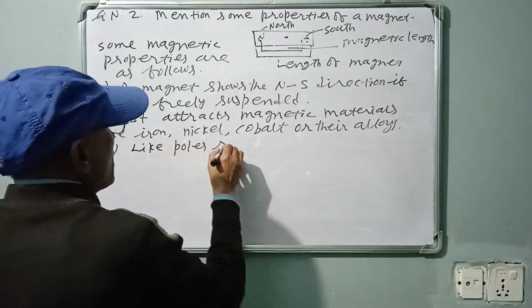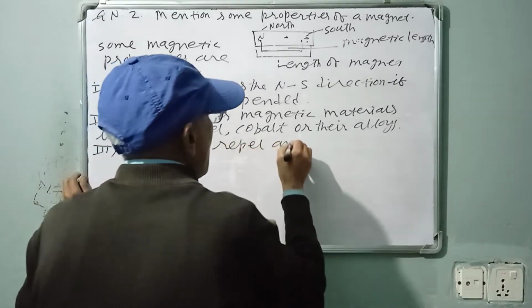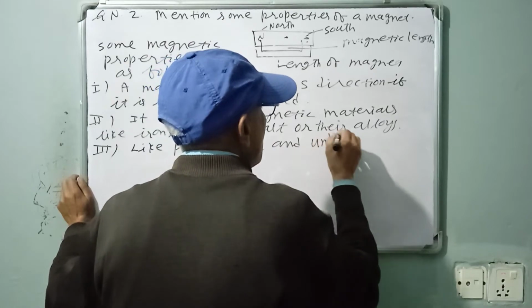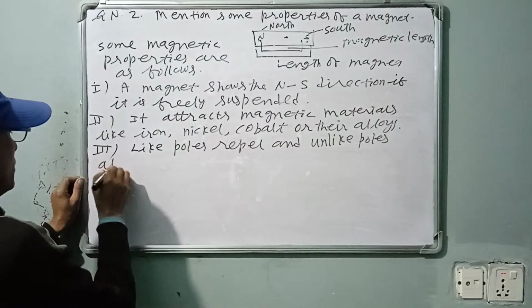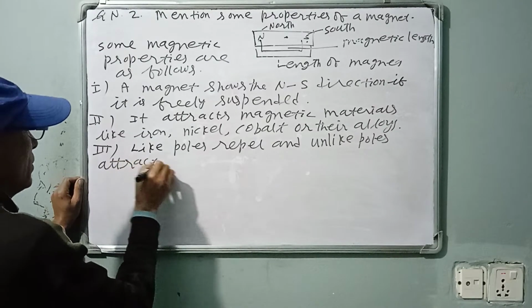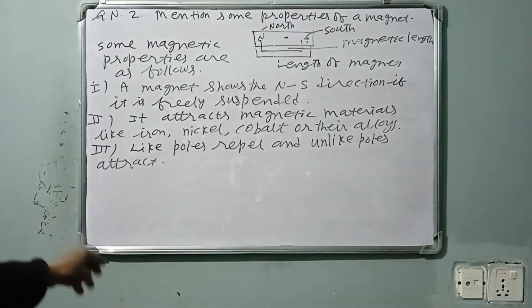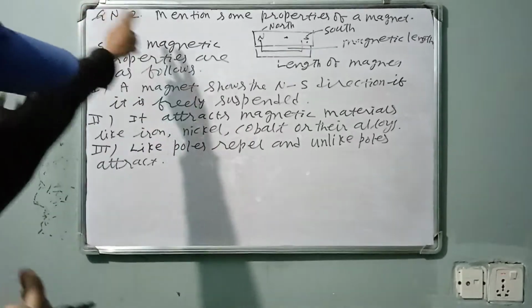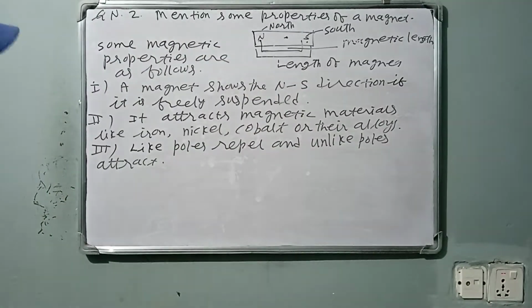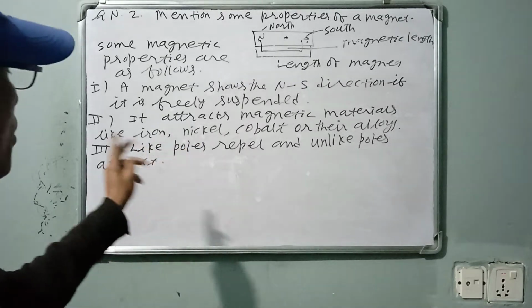Another property: like poles repel and unlike poles attract. These properties are found in lower classes also. See, especially these questions are equally important for not only class 8, for all classes.